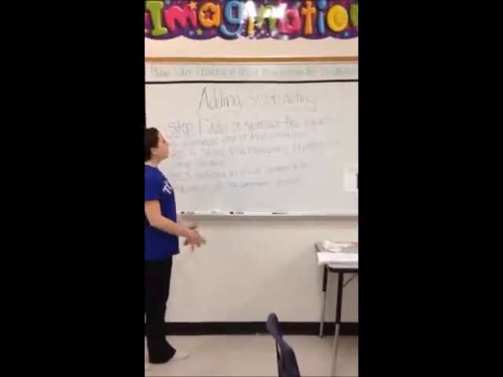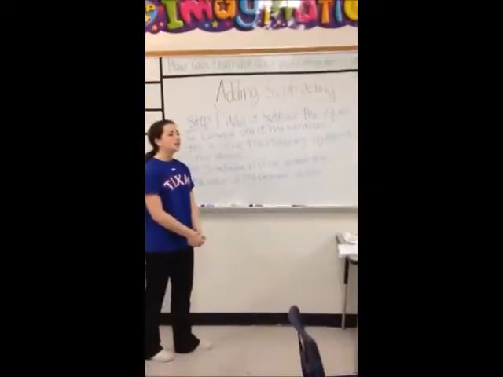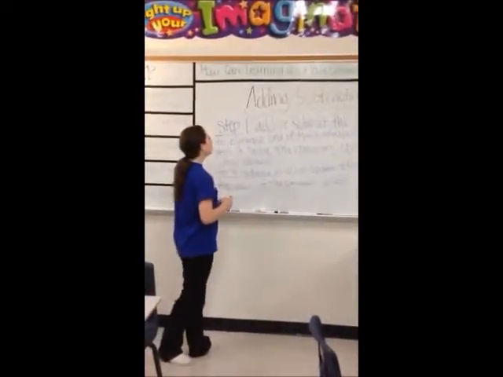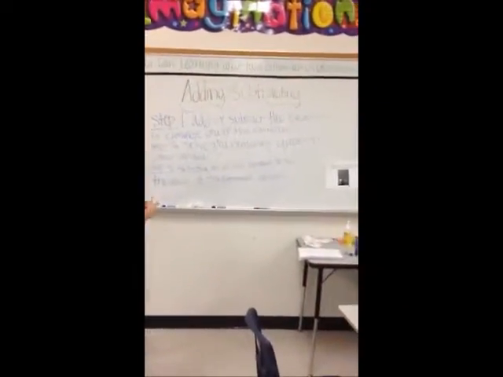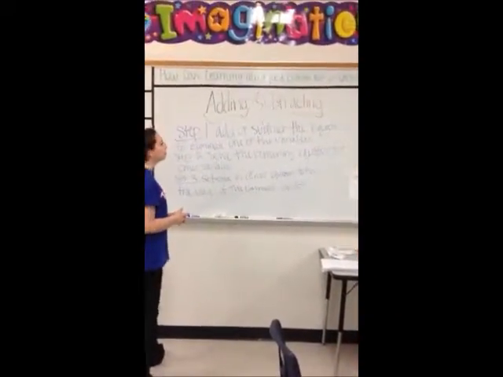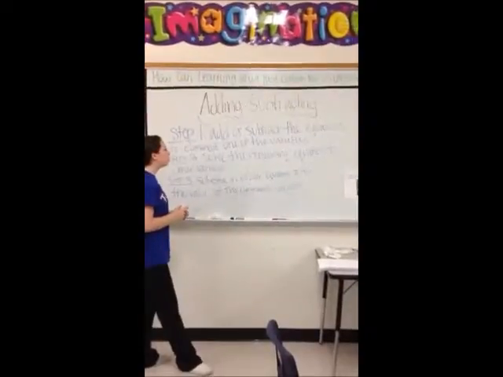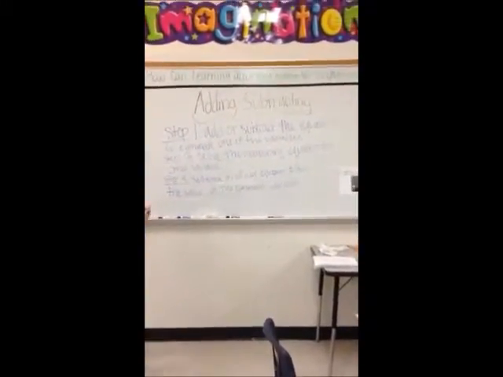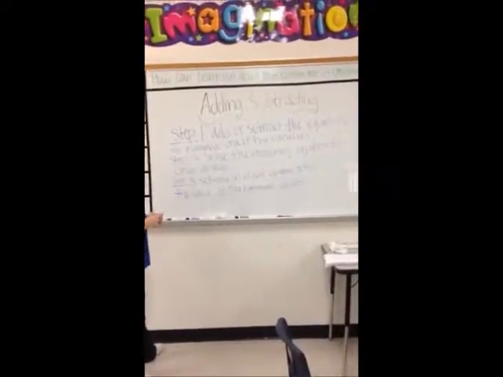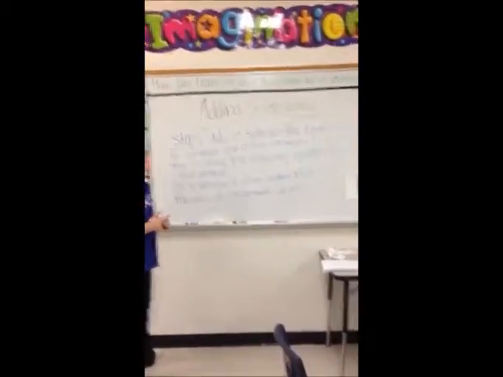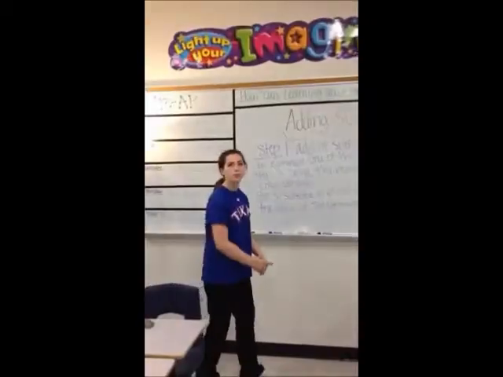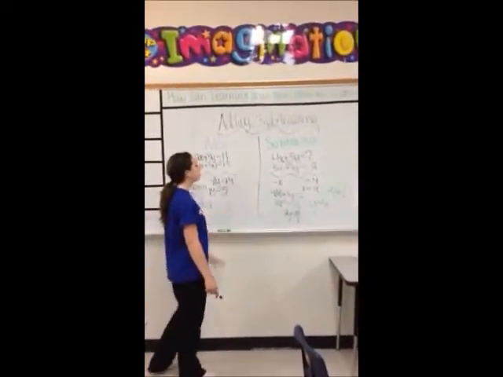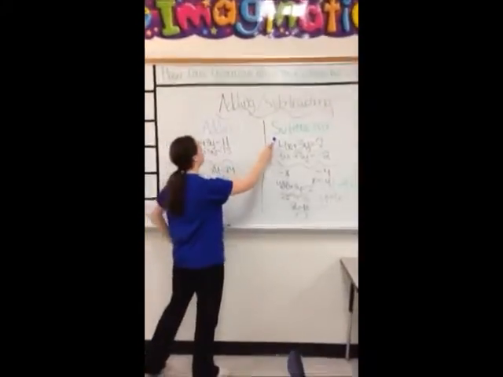These are the steps of solving systems of equations by adding or subtracting. Step 1 is add or subtract the equations to eliminate one of the variables. Step 2 is solve the remaining equation for the other variable. Step 3 is substitute in either equation to find the value of the eliminated variable. These are two examples of how to solve systems of equations by adding and subtracting.